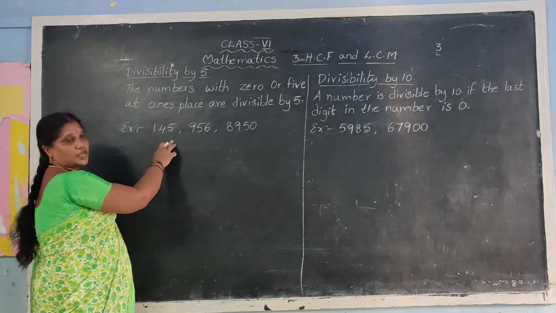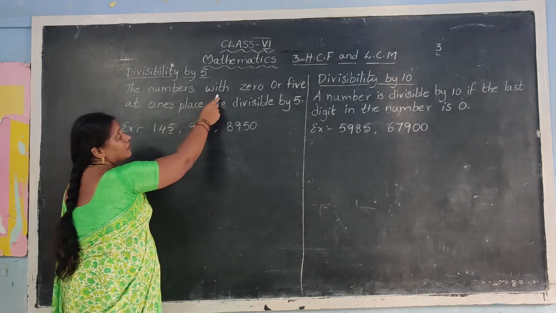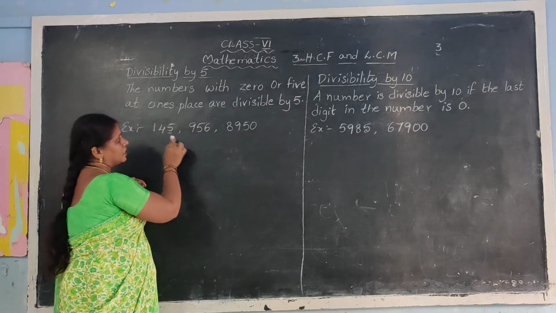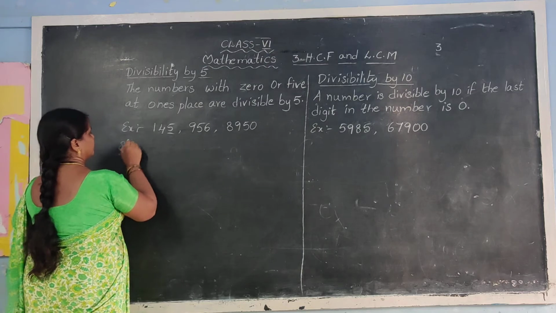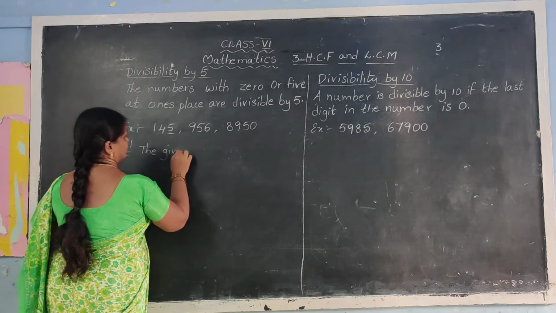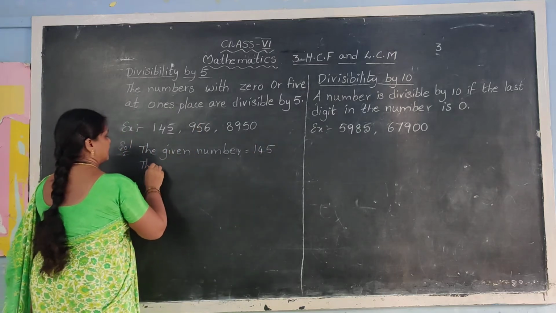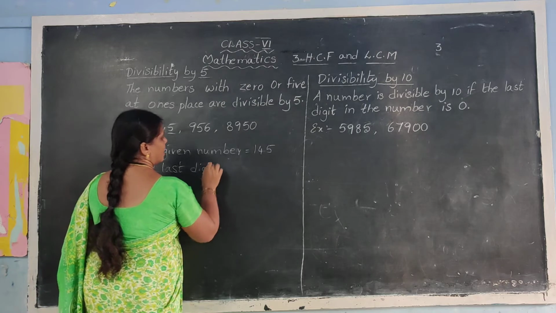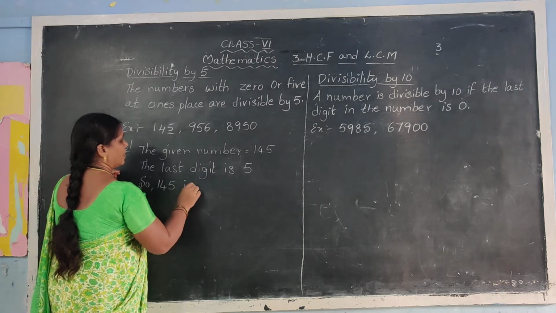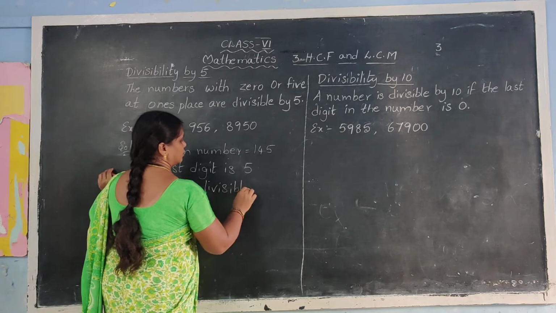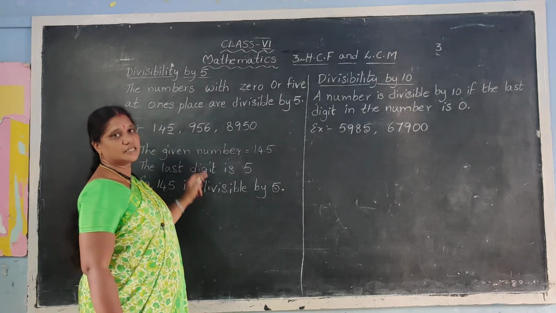Example, first example: 145. The last digit is 5. We are looking for numbers with 0 or 5 at the ones place. The ones place digit is 5, so this number is divisible by 5. The given number is 145, the last digit is 5, so 145 is divisible by 5.